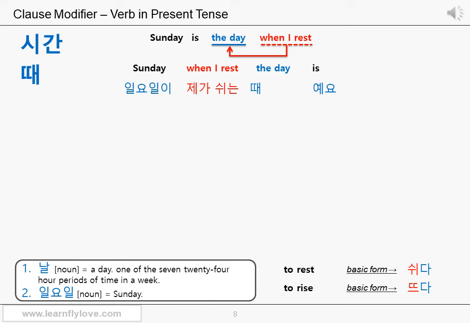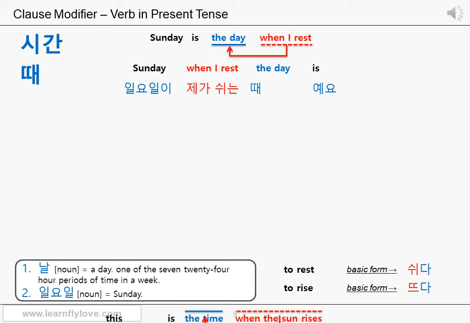The formal block 때 doesn't have any final consonant. So you can use 예요. Sunday, 일요일이, I rest, 제가 쉬는, the day, 때, is, 예요. 일요일이 제가 쉬는 때예요. Sunday is the day when I rest.